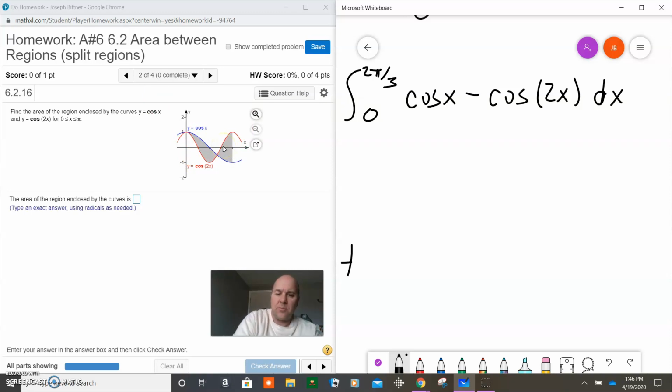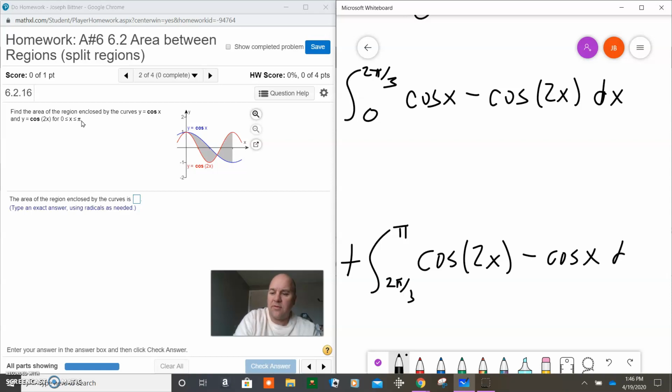And it's going to be plus integral 2 pi over 3. How far does it go over here? What's the constraint? It does give it to you in the question there. It does say it stops at pi. Top minus bottom, it's the red line on top of the blue line. So top minus bottom here, cosine x dx.